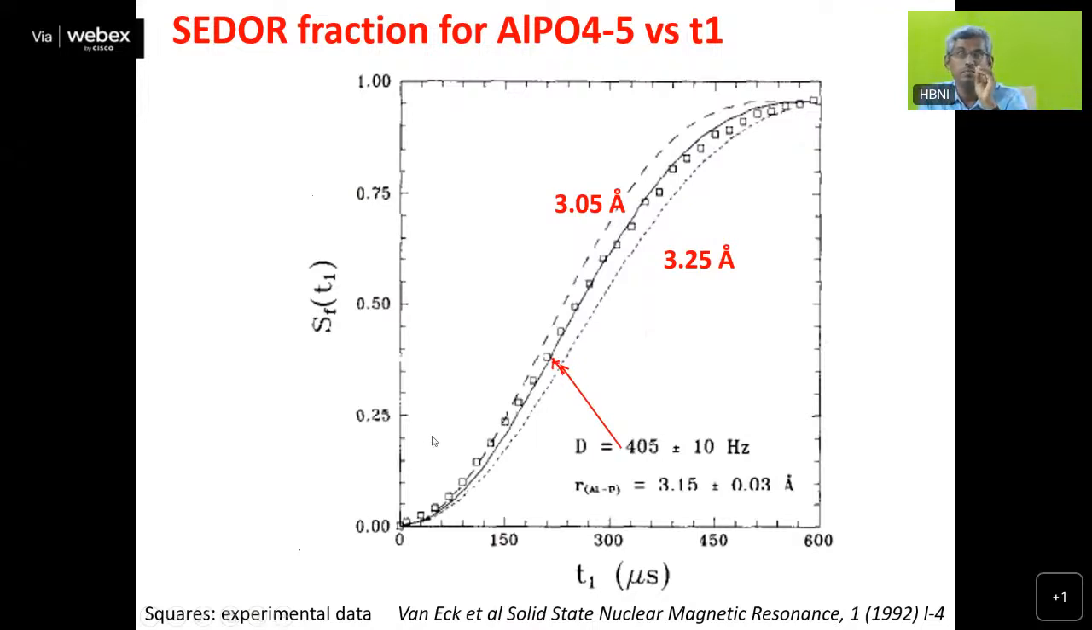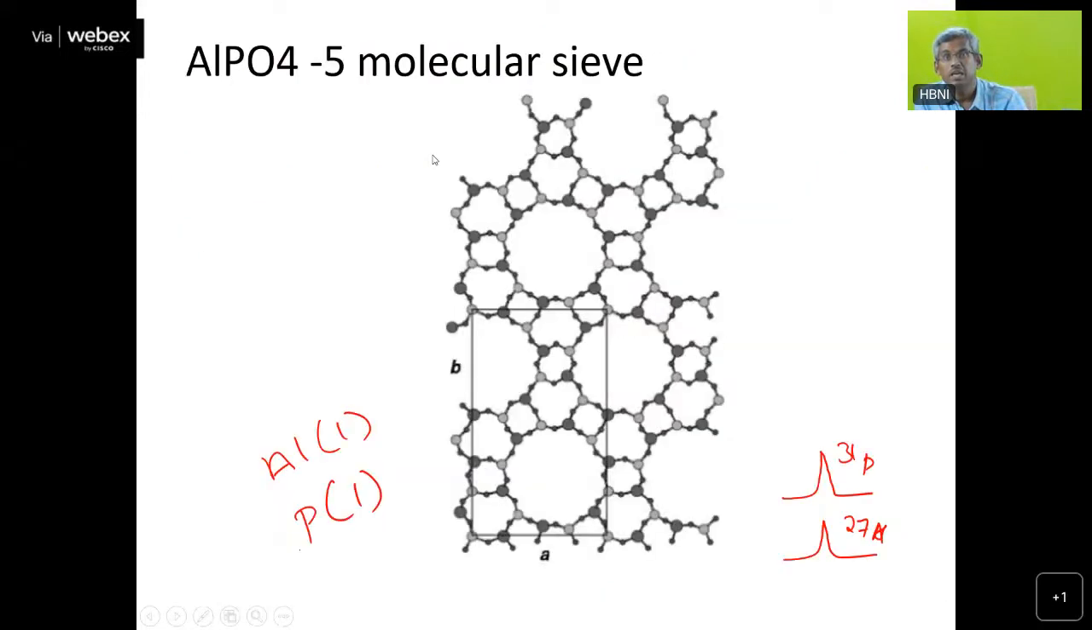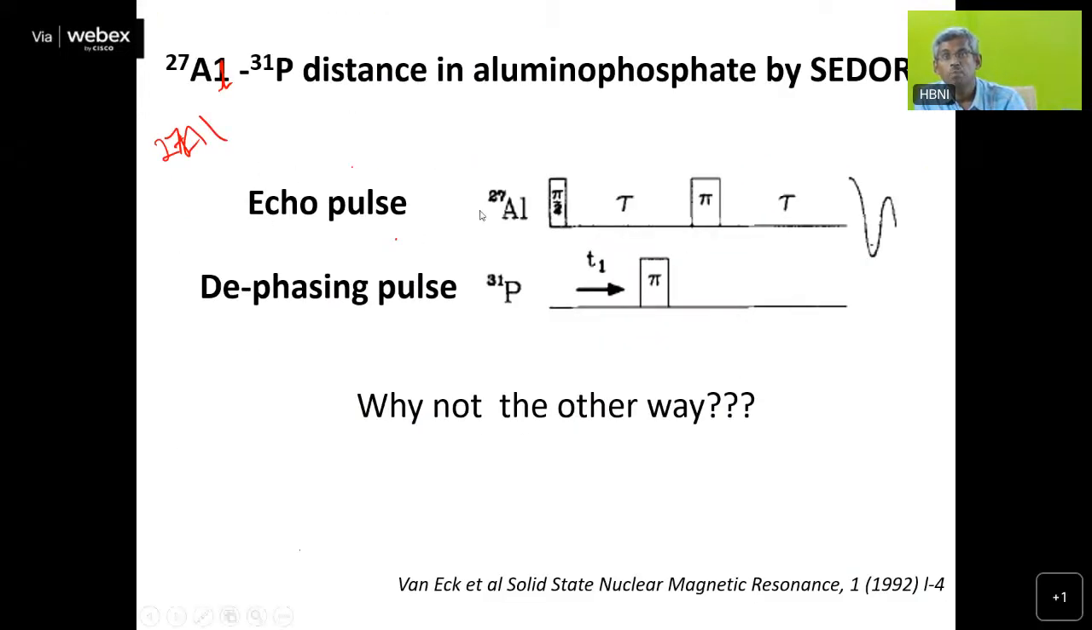So the message conveyed here is that you can evaluate the distance between aluminium and phosphorus, or any dipole coupled nucleus, by doing a SEDOR experiment. SEDOR is nothing but spin echo double resonance. So as I mentioned, here we have done the experiment by applying an echo pulse on aluminium 27 and a dephasing pulse on phosphorus 31.